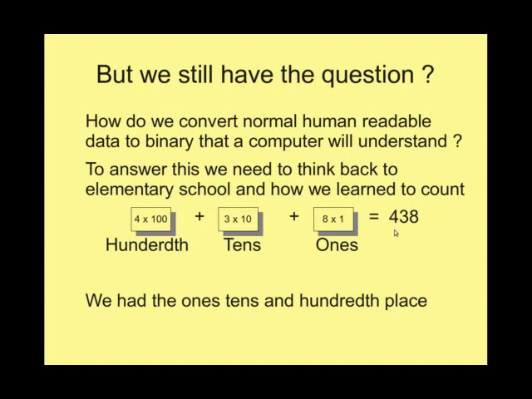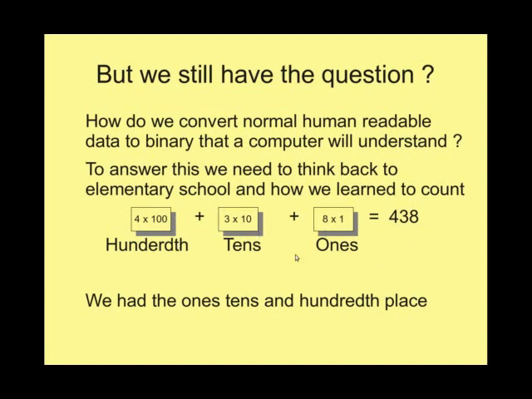If we had a number like 438 and we needed to represent it, we had the hundreds, the tens and the ones place. We took the first digit and stuck it at the hundreds place, took the second digit and stuck it at the tens place, and took the last digit and stuck it at the ones place.